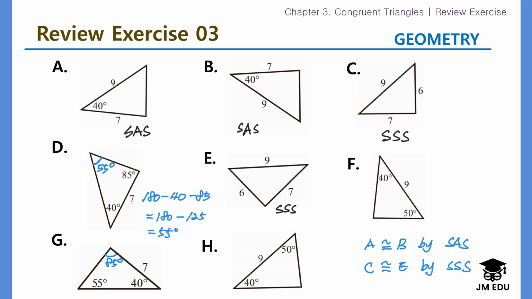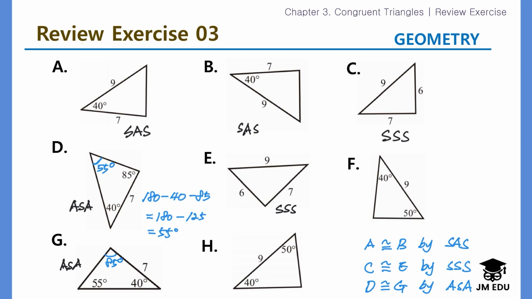So if we look at these two triangles, D and G, we have 47, 85. Here also 47, 85. These two triangles are congruent by angle, side, angle, right? Same angles, same side. So we can conclude that triangle D is congruent to triangle G by angle, side, angle. Right, so far so good?